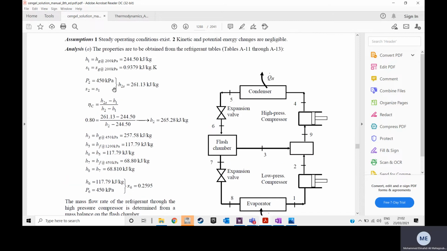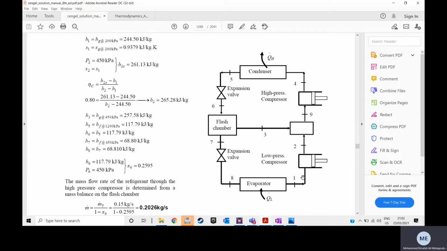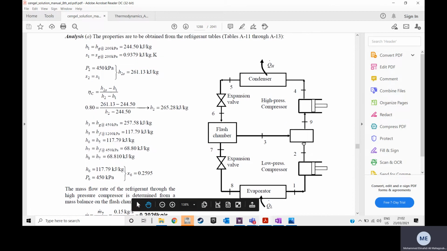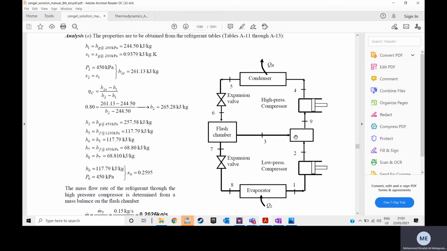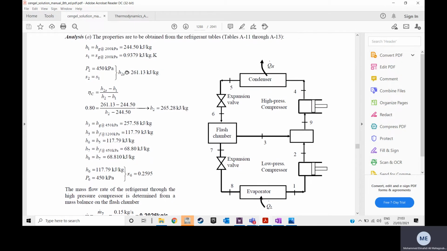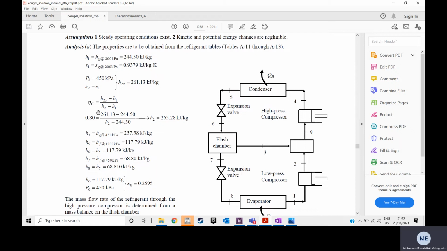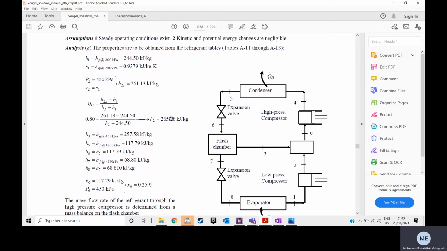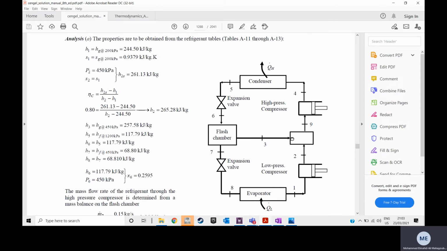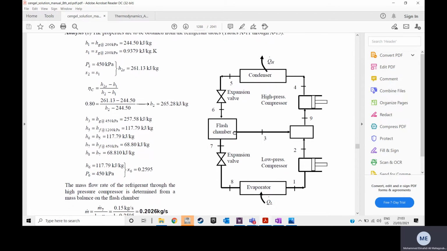Are you following? Let me repeat it again. H1 equals Hg at 200 kilopascals. Why? Because here it is saturated vapor, and this one is with constant entropy. I'm going up to the intermediate pressure, fixing the entropy, going with that same pressure, finding H2S, using the isentropic efficiency, finding H2, and then point 3, as I told you, is here.